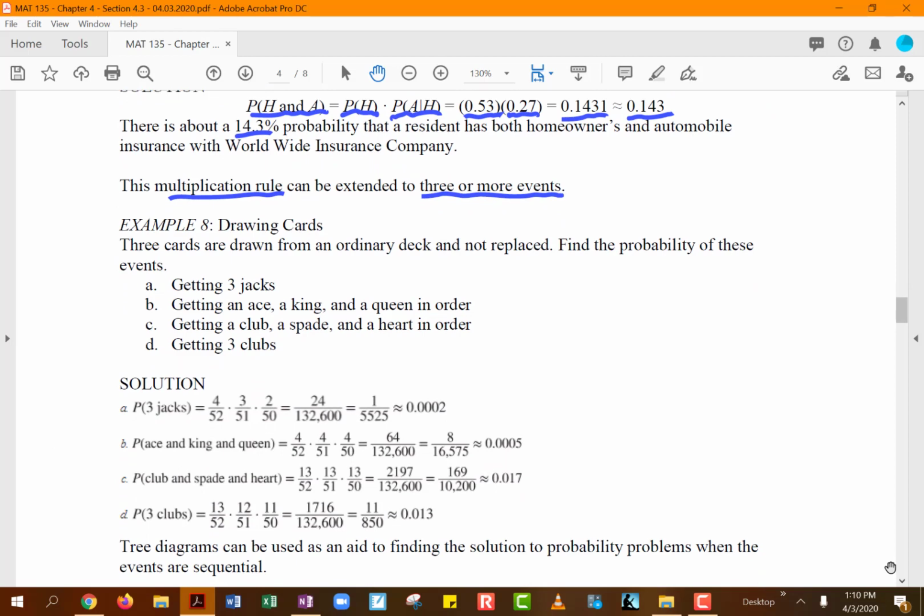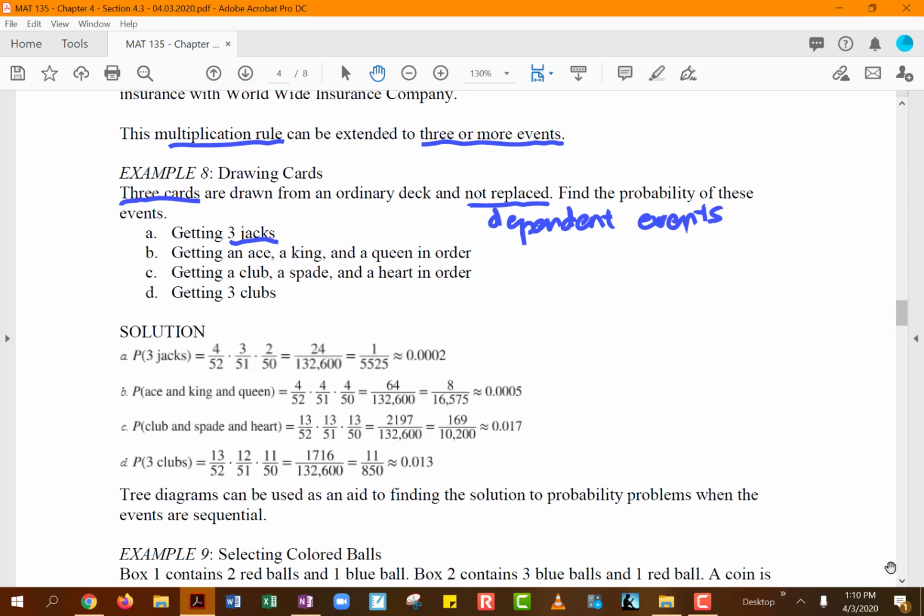So they're saying 3 cards are drawn from an ordinary deck and not replaced. So the not replaced is the key part here, because when it says not replaced, you're looking at dependent events, right? Okay, so what's the probability that we would draw 3 jacks? So for 3 jacks, the first event that you start out with, there's going to be a total of 4 jacks out of your full deck of cards, which is 52 cards, right?